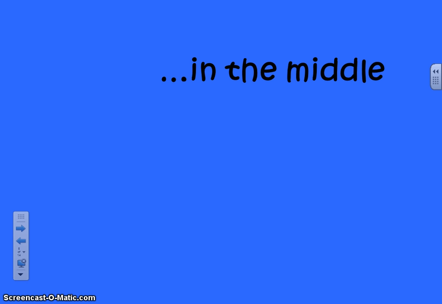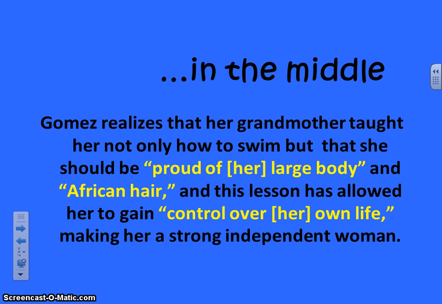You can also embed quotes in the middle, like this. Gomez realizes that her grandmother taught her not only how to swim, but that she should be proud of her large body and African hair, and this lesson has allowed her to gain control over her own life, making her a strong, independent woman. Notice that there are 3 quotes used in this analysis, and 2 of them have brackets around the pronoun her.